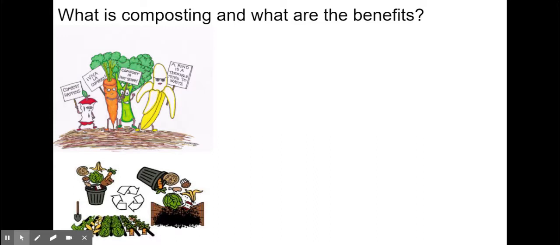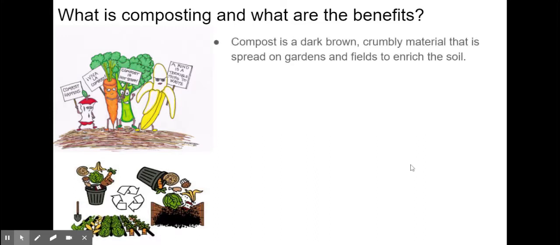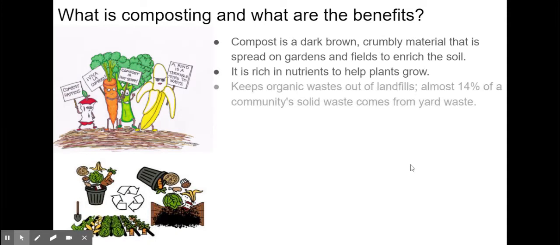What is composting and what are the benefits? Compost is dark brown, crumbly material that is spread on gardens and fields to enrich the soil. It is rich in nutrients to help plants grow, keeps organic waste out of landfills. Almost 14% of a community's solid waste comes from yard waste.